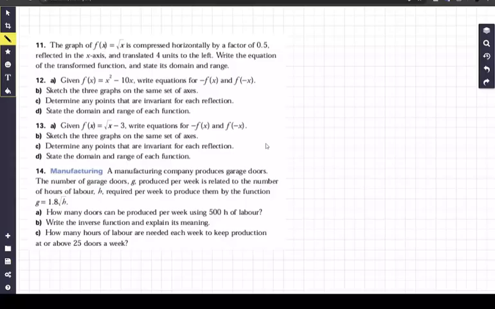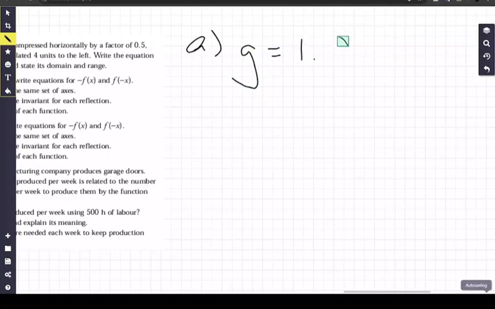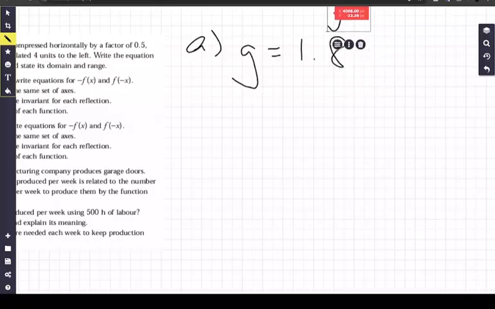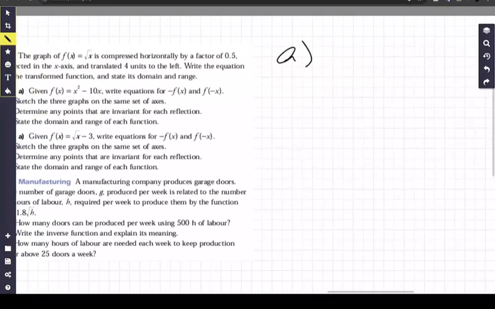So I can't write anymore. A, we're being like G equals. Oh, that's not what I meant to do. G is equal to 1.8. Oh my god. G is equal to 1.8 H. Okay, so you know what? We're just going to plug in the H. I'm going to do it for you.